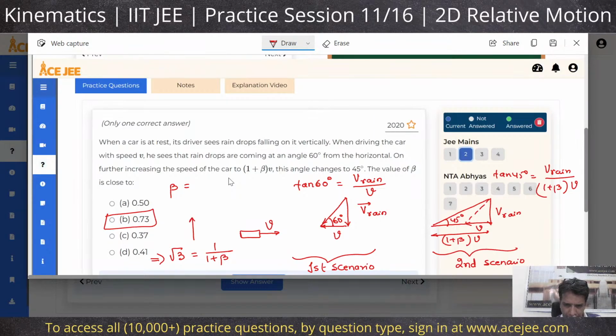Sir, I'm getting 1 plus beta is equal to root 3. Yes, sir. Ah, sorry. When I combine, tan 60 will be root 3. No, when I combine 1 and 2, that's where I messed it up. My mistake. So it's actually 10 times 1 is equal to 1 plus beta into V, V tan 60 will come. Right. This is what I should have written. So beta then comes out to be root 3 minus 1.